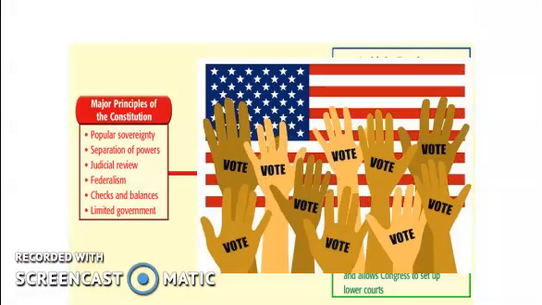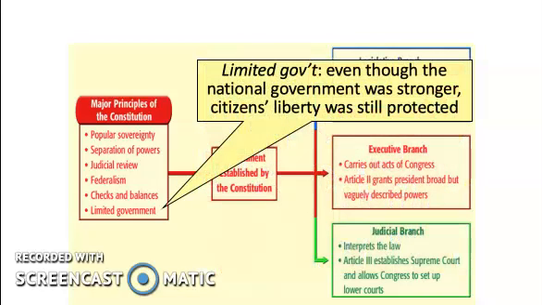There are going to be several principles within the new Constitution. They're listed here on the left-hand side: popular sovereignty, separation of powers, judicial review, federalism, checks and balances, and limited government. Let's start with limited government at the bottom of the list. Limited government means that even though the national government was stronger, citizens' liberties were still protected. The biggest way they were protected is through the Bill of Rights, which the Anti-Federalists insisted on having to ratify the Constitution.